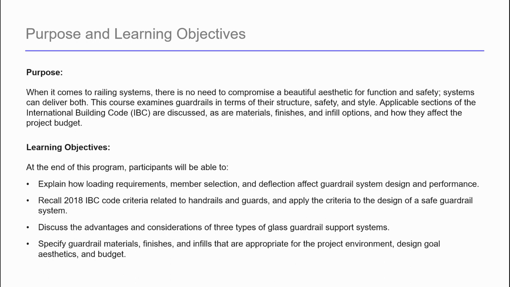At the end of the presentation, you will be able to explain how loading requirements, member selection, and deflection affect guardrail systems design and performance. Recall 2018 IBC code criteria related to handrails and guards, and apply the criteria to the design of a safe guardrail system. Discuss the advantages and considerations of three types of glass guardrail support systems. Specify guardrail materials, finishes, and infills that are appropriate for the project environment, design goal, aesthetics, and budget.